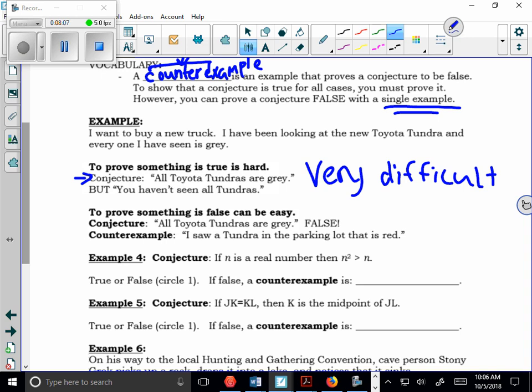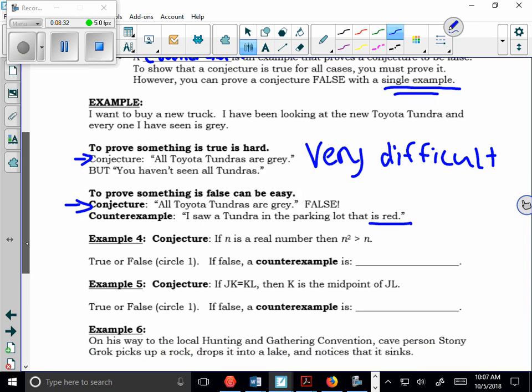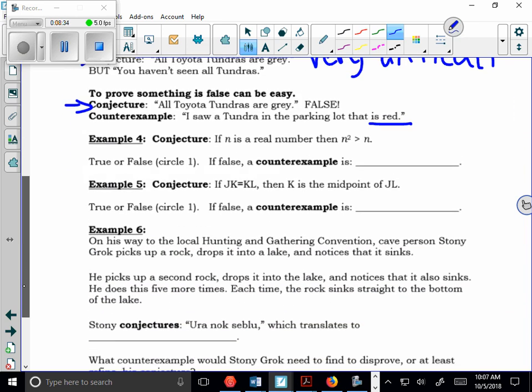However, if I go down here, to prove something false is much easier. I'm doing the same conjecture. I'm saying all Toyota Tundras are gray. My counterexample, however: if I look out in the parking lot and I see a Tundra that is red, I automatically know that this conjecture is false because I have one single example of a Tundra being a different color, so I know that that's not true. So let's take a look at a couple of these down here.